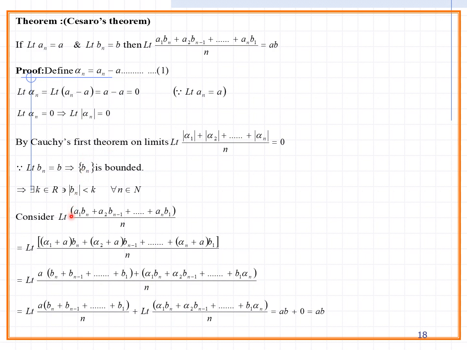So let us see this. Consider limit a1 b1, the right side term looks like an bn by n. So limit you can apply. A1 means what you can consider? Alpha 1 plus a, bn as it is. A2 means alpha 2 plus a, bn minus 1 as it is. An means alpha n plus a.